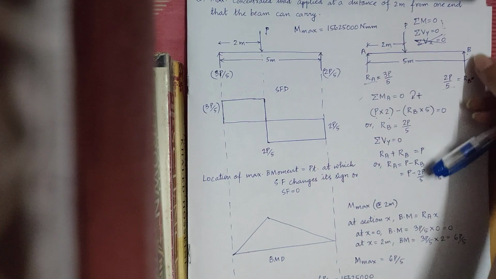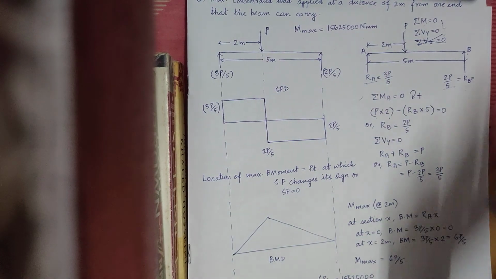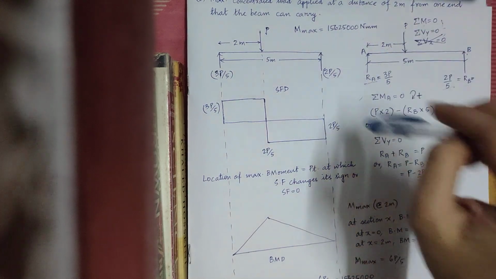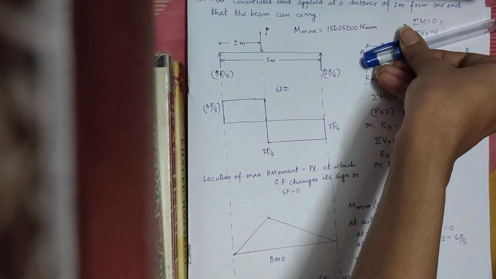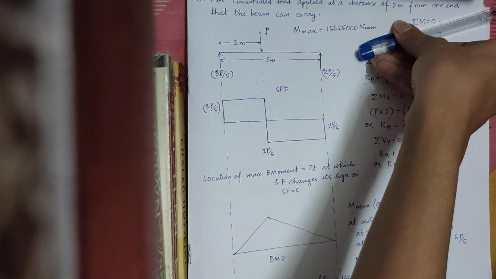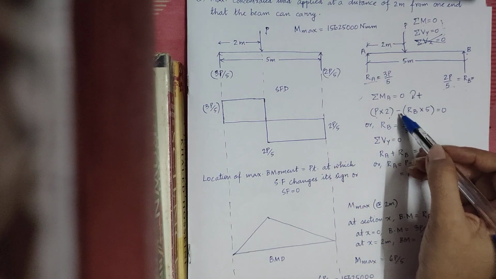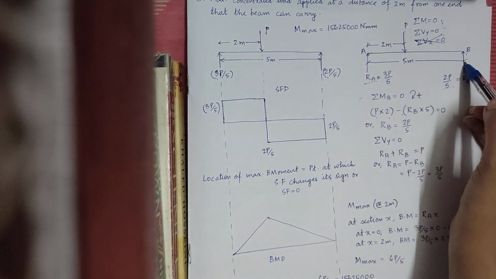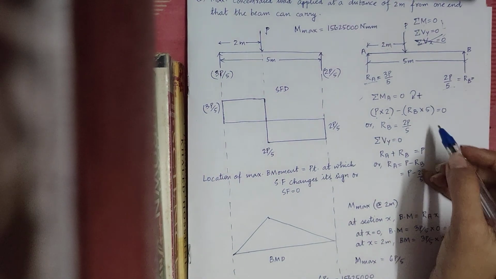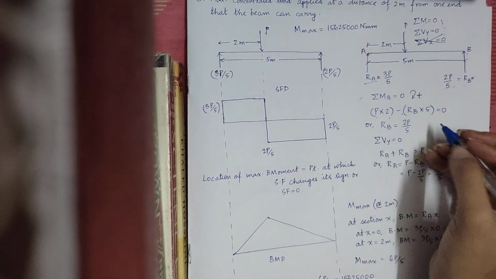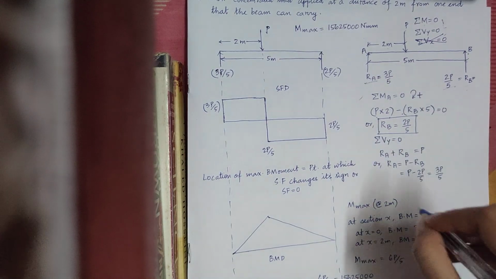Now we have this RB. This RB is the support reaction, and it is trying to rotate the beam in the anti-clockwise direction about point A. So the moment will be negative, and the distance of RB from A is 5 meters, so RB into 5. From this expression we will be able to calculate RB, which is equal to 2P by 5.